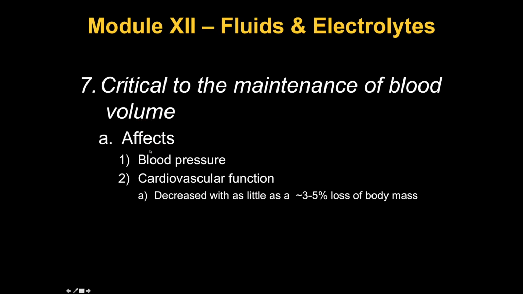It's also critical to blood volume maintenance. So we need to have water in blood in order to maintain things like blood pressure. The blood pressure is very much so affected by the amount of plasma volume or water that is in blood, which would then affect cardiovascular function. And one of the main components here that we're concerned about with athletes is going to be stroke volume. Stroke volume is the amount of blood that we can eject from the left ventricle per beat.